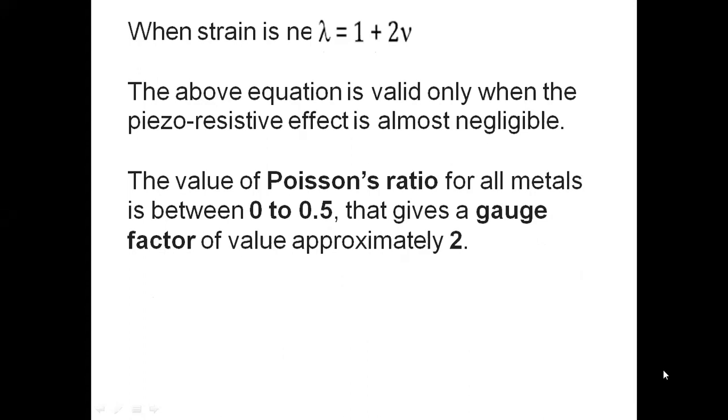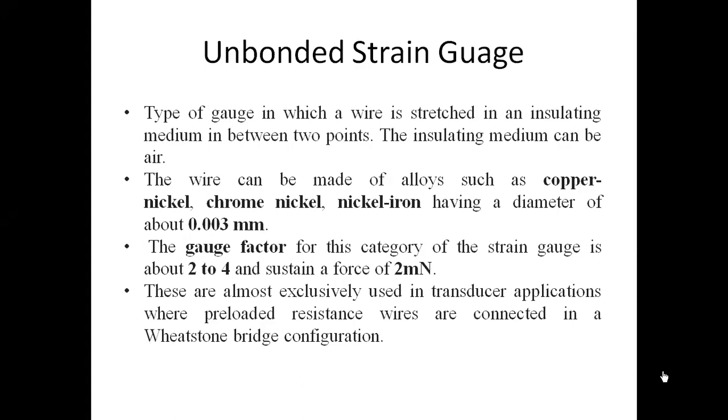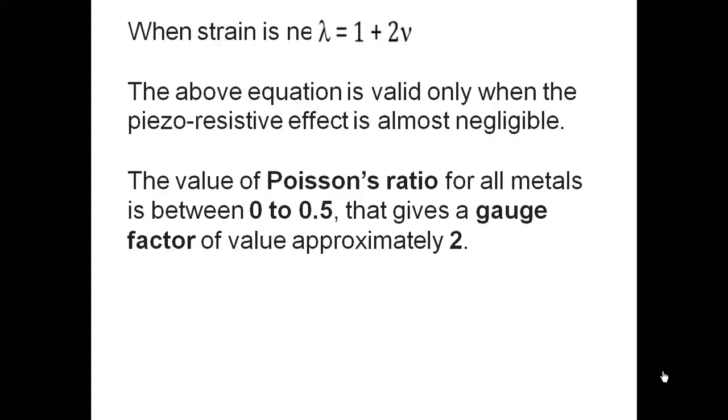So what we can conclude is that lambda is equivalent to 1 plus 2V. The above equation is valid only when the piezoresistive effect is almost negligible. Apart from that, the value of Poisson's ratio for all metals is between 0 and 0.5. That gives a gauge factor value approximately equivalent to 2.